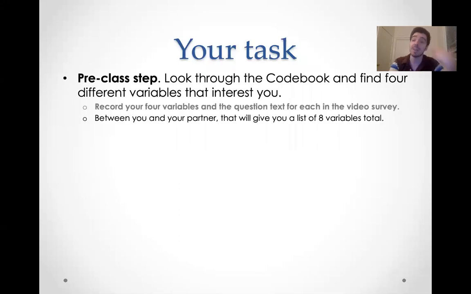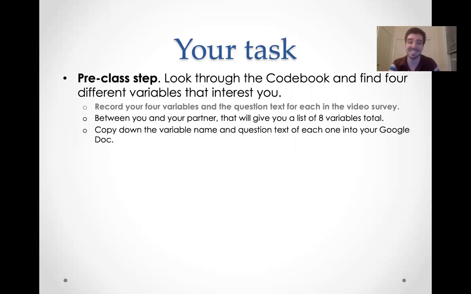When you get to class, you'll have your 4 variables. Your partner will have their 4 variables. You will meet your partner then, and you're going to also input your variables on the Google Doc that you create together.